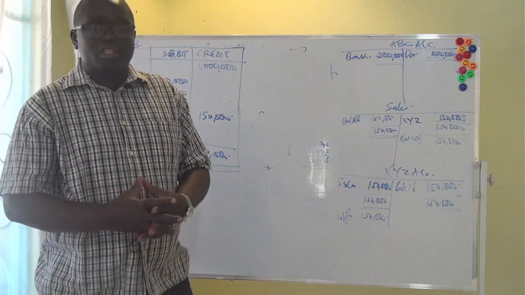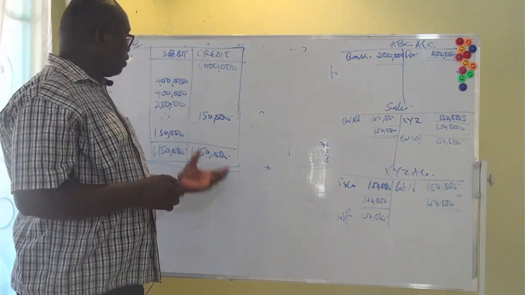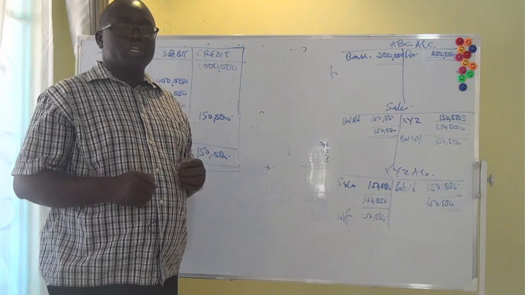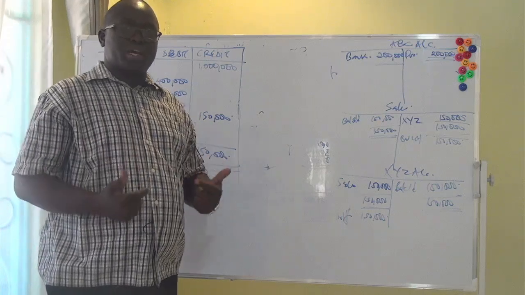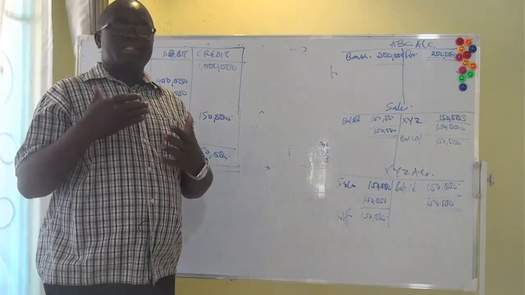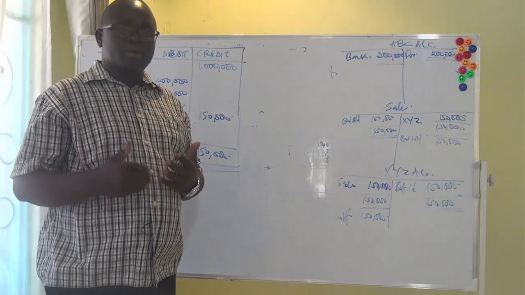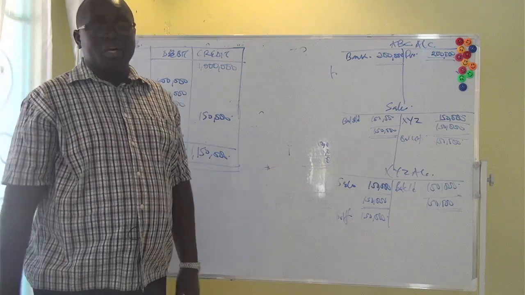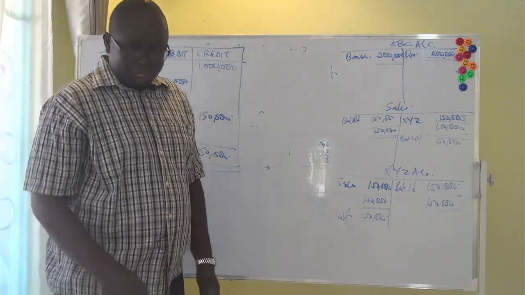That marks the end of our discussion on this. When we come back, we will look into how we start preparing the final accounts, which include the statement of comprehensive income, the statement of financial position, and others that will be coming along as we continue with our class.